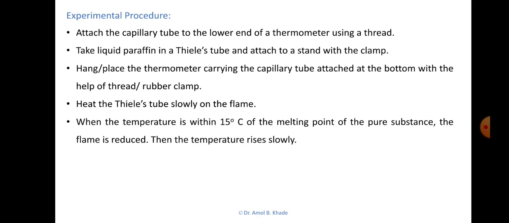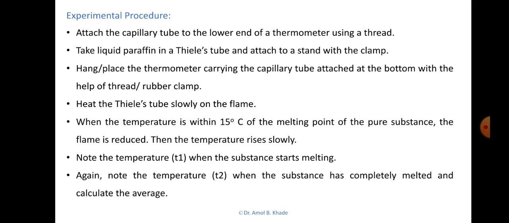the melting point of the pure substance, if you really know what the substance is, then you have to be very careful when it is reaching near to the actual melting point of that substance, okay. So you can reduce the flame and gradually increase the temperature, okay. Note down the temperature, that is T1. This is the temperature at which your solid substance started melting, and you have to observe it very carefully. Then again note down the temperature and refer to it as T2 when it completely melts down, okay.